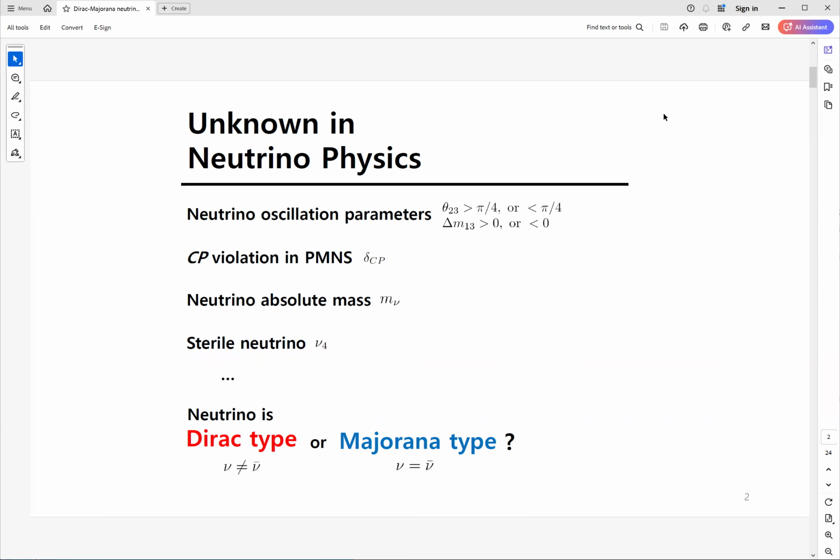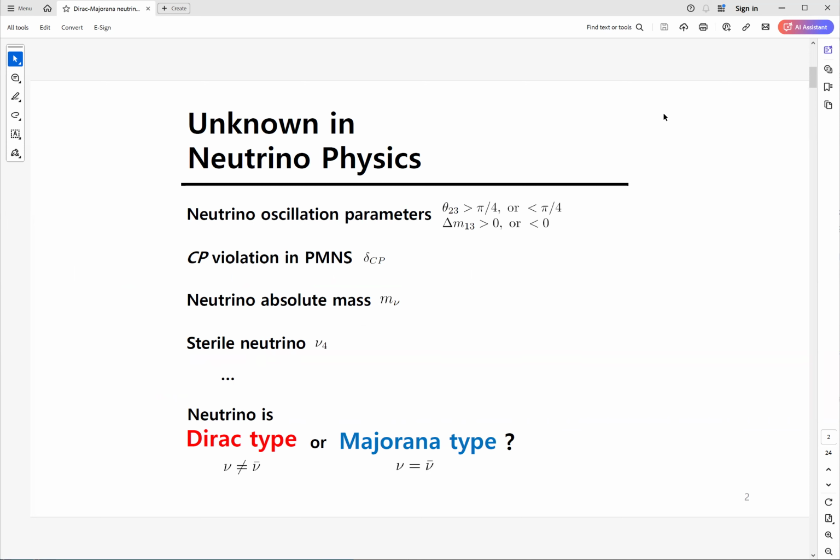For example, the neutrino oscillation parameters like the octant of the mixing angle or the mass difference between the first and the third mass eigenstates are undetermined. Also the CP violating phase in the PMNS matrix is still unknown, and we don't know the absolute mass scale of the neutrino. There are many efforts to measure this, like CMB mass bounds, tritium beta decay experiments, or neutrinoless double beta decay constraints.